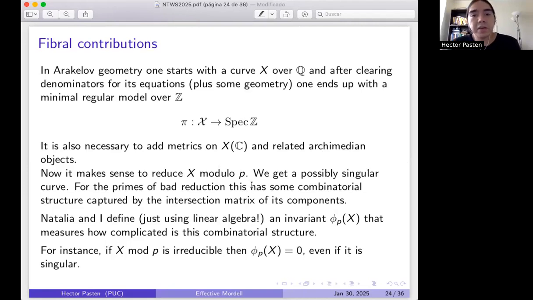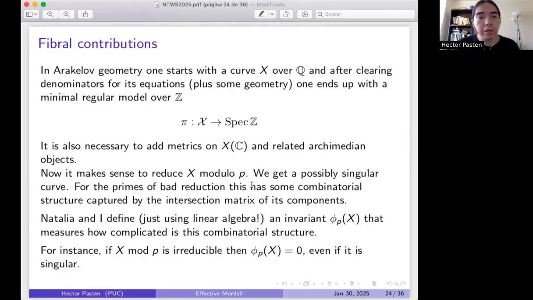Good. And now, since I clear denominators, or since I have a surface fibered over the prime numbers, I can reduce mod p. When I reduce mod p, I end up with a curve over F_p. Now, this curve could be smooth, and in fact, most of the time it's going to be smooth, but sometimes, in finitely many cases, it can be singular. You get a singular curve. And Natalia and I, for our purposes, needed to define an invariant that's going to measure how complicated these singular fibers are. And this definition only uses linear algebra in terms of the intersection of the different components of the special singular fiber. And this is what we call phi_p of X.